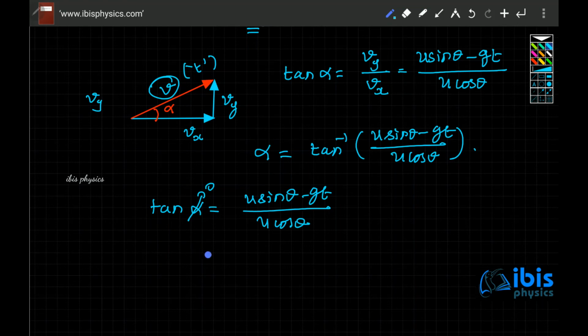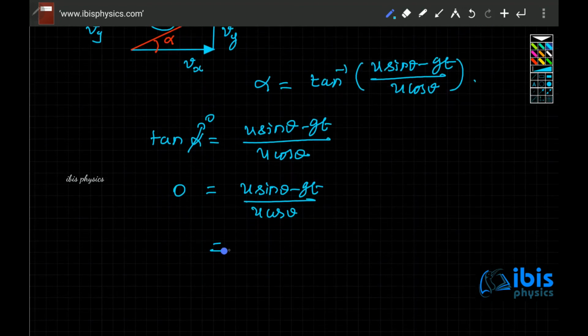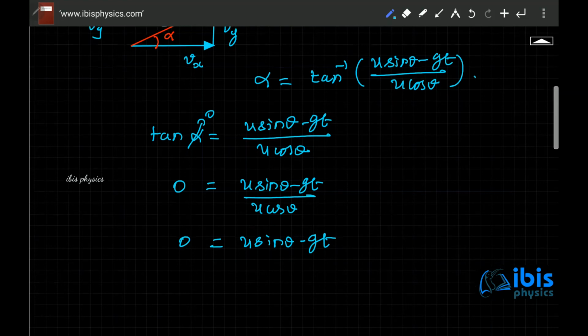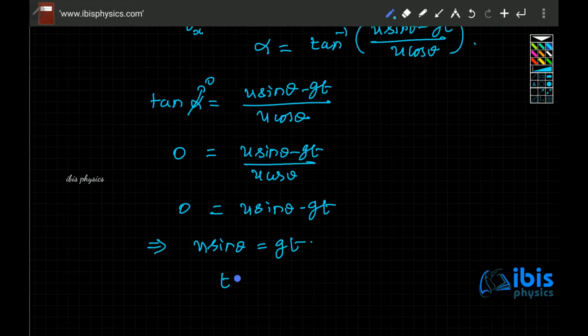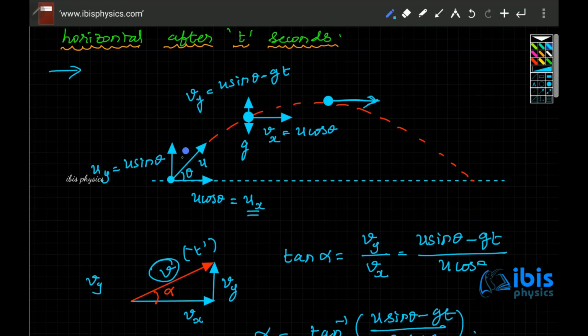u sin theta minus gt by u cos theta is also equal to 0. When you cross multiply, it is u sin theta minus gt equal to 0. That means u sin theta is equal to gt. That means t equals u sin theta by g. So u sin theta by g is the time taken by the projectile to come from here to here.